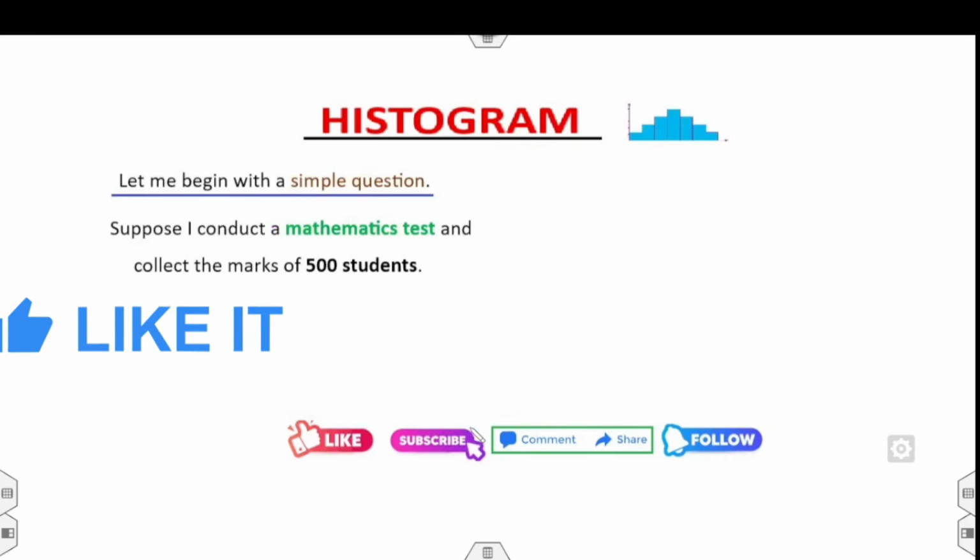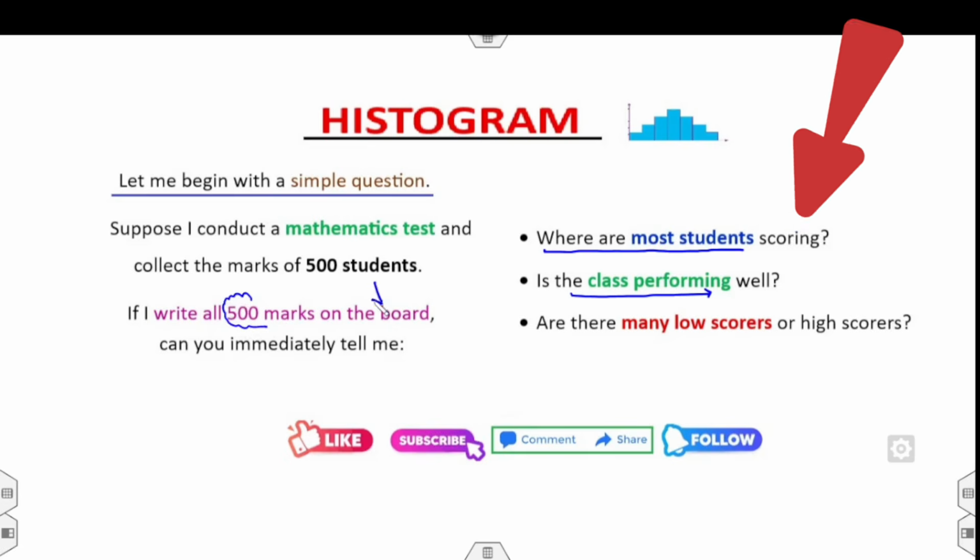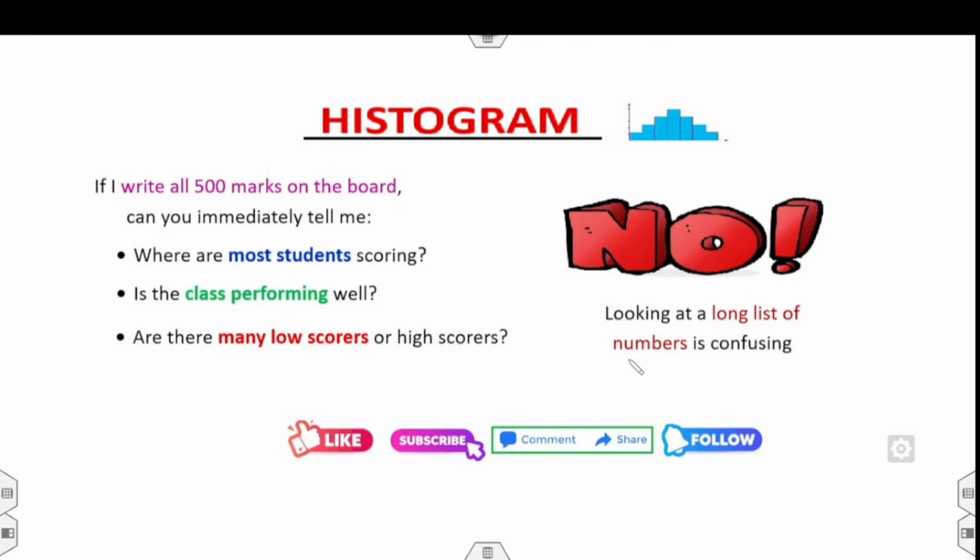Now, imagine that I conducted a mathematical test on 500 students and collected the marks of all those 500 students. If I display the 500 student marks on the blackboard of the classroom, can you tell me where most students are scoring? Is the class performing well? How many students are low? How many students are high scoring? Can you look at all these 500 marks on the blackboard and answer in a very simple manner? The answer is always no, because looking at a long list of numbers is always time consuming.